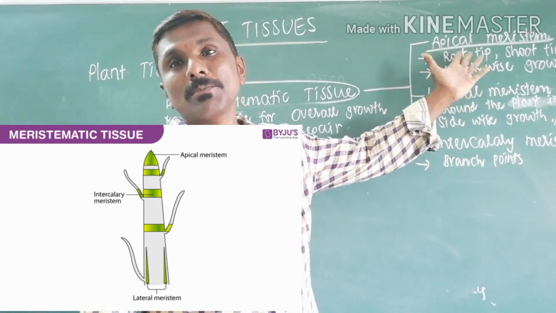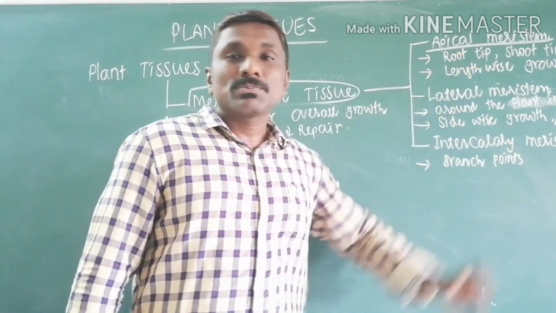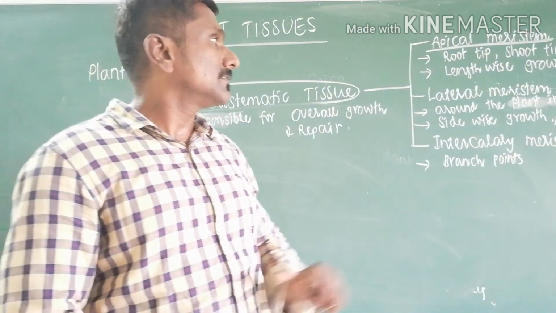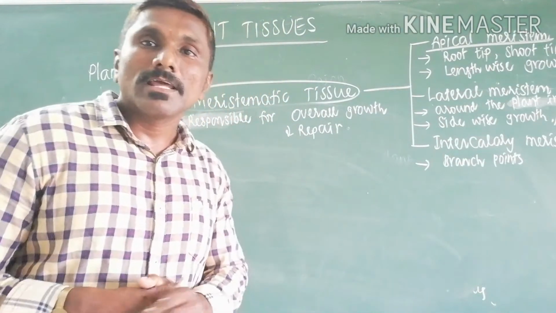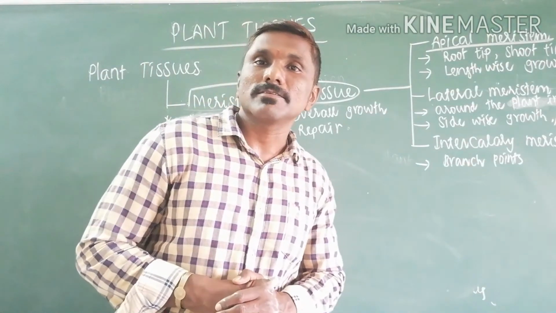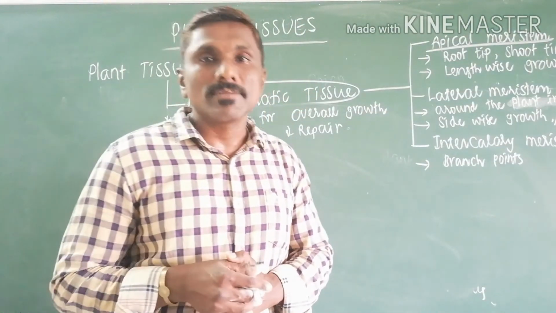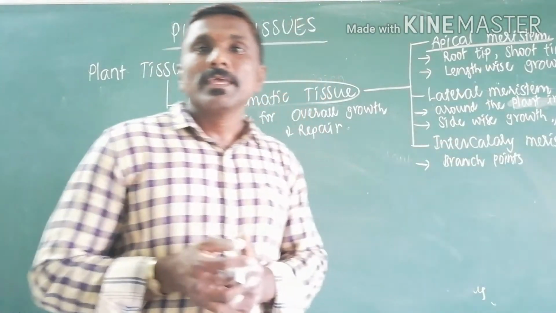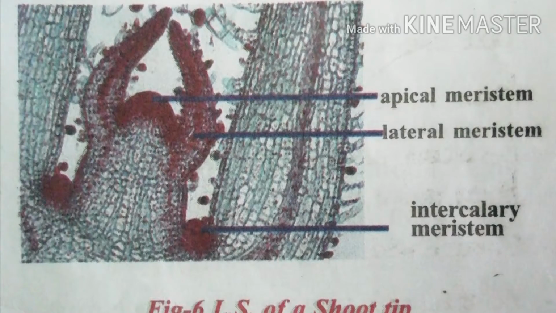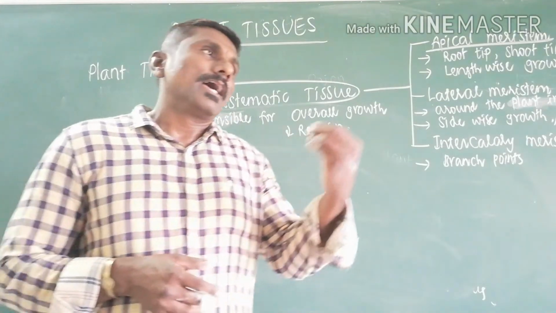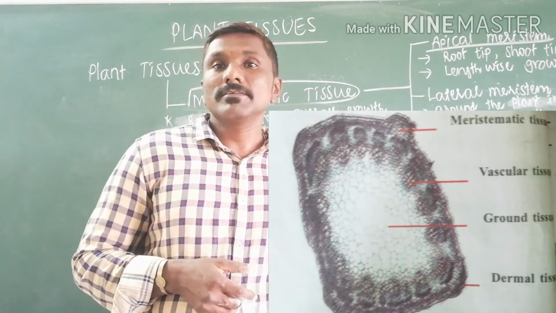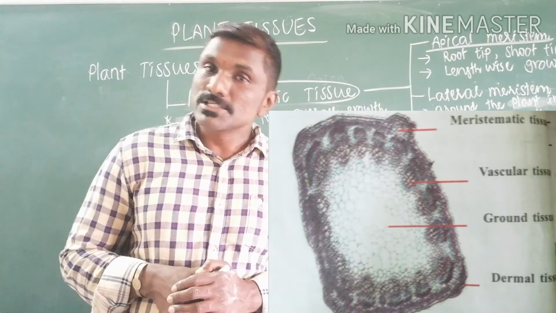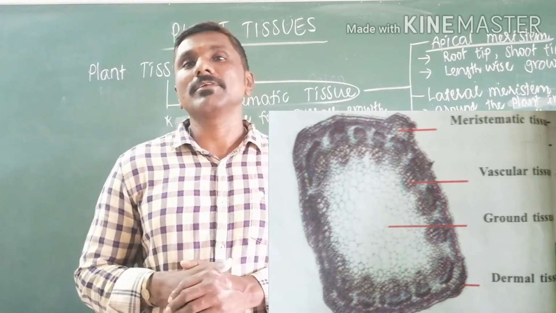The apical meristem is present at the root tip and shoot tip, and it is responsible for the lengthwise growth of the plant, whereas the lateral meristem is present around the plant body in a lateral manner, and it is responsible for the sidewise growth, or it increases the girth of the plant. Next, intercalary meristem is present at the branch points from where the leaves and new flowers will arise, and it is also present in between the branches or in between the gaps of the various tissues. This is about the meristematic tissue, which is responsible for the overall growth and repair of the plant body.